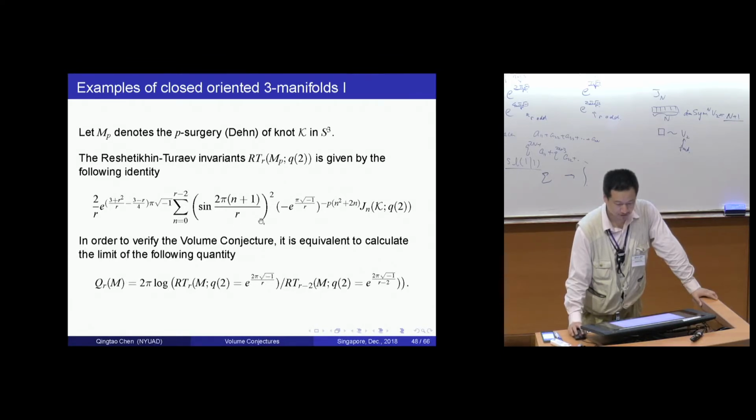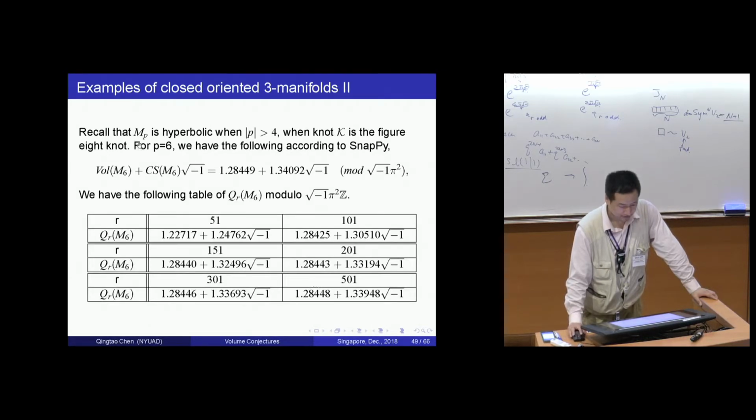This is some quantum integer, the numerical part of the quantum integer. So in order to verify the volume conjecture, it's equivalent to calculate the following identity. So we studied the quotient of the adjacent terms. Here, M_P is hyperbolic when the absolute value of P is greater than 4.